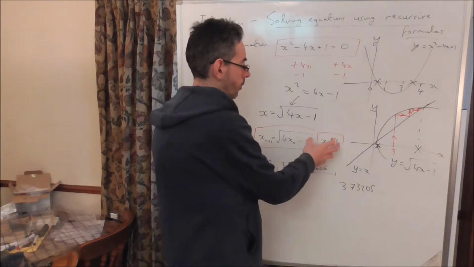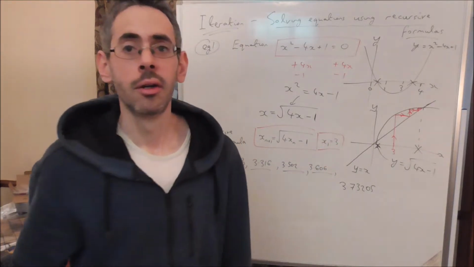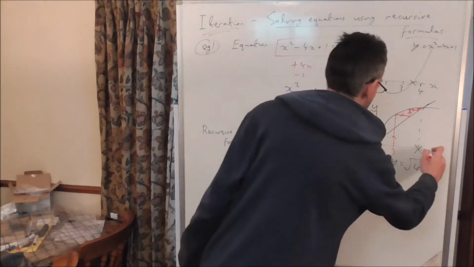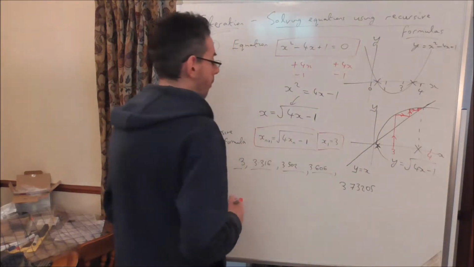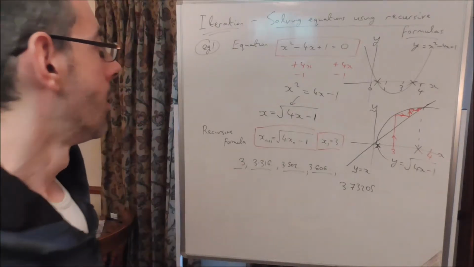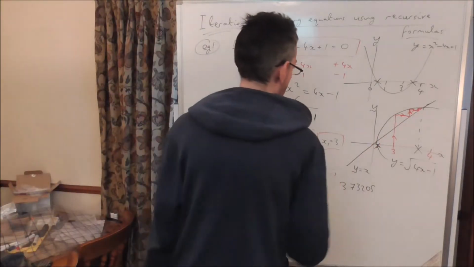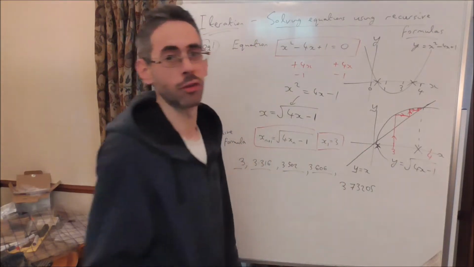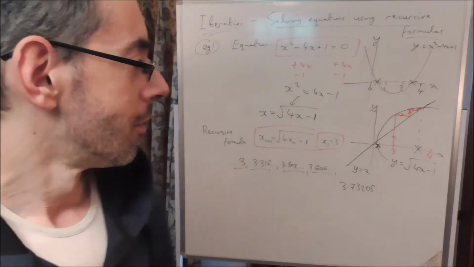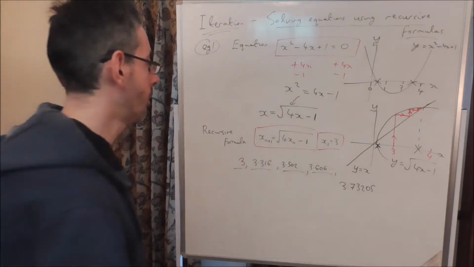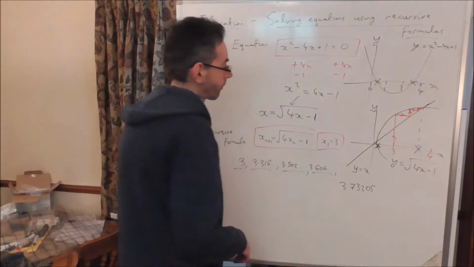Now, the question told us to use a starting value of 3. Could we have used a different starting value? What if we'd used a starting value of 4? Would we have got the same solution? What about a starting value of 2? If we'd started with 2, would we also get the solution? You might want to try that on the calculator, see it with different starting values and see if it still works, see if you still get that solution.